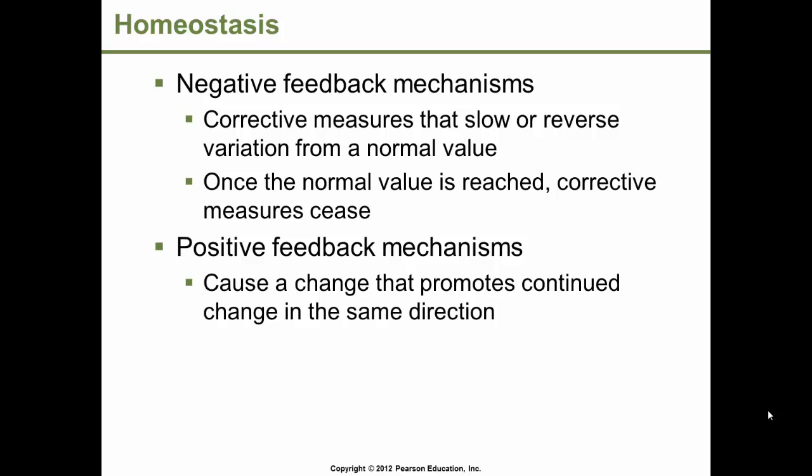Positive feedback mechanisms, on the other hand, cause a change that promotes continued change in the same direction. Examples of positive feedback would be the contractions from childbirth, where they continually progress, or nursing. A mother nursing a child would be another example of positive feedback. But the primary mechanism to maintain homeostasis is negative feedback, where corrective measures are taken that are either going to slow or reverse that variation from a normal value.